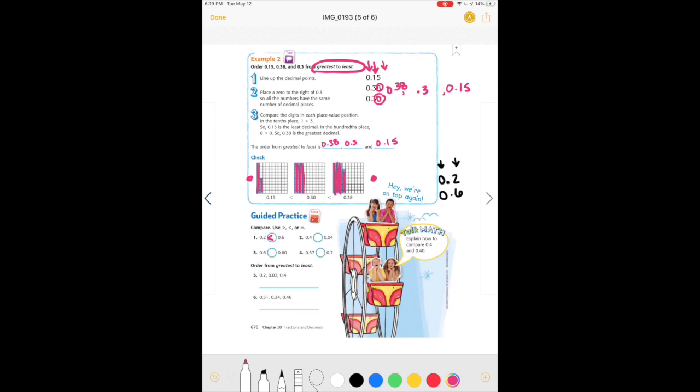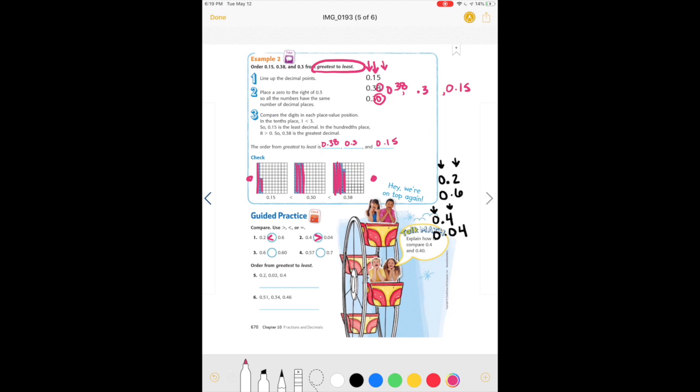For number 2, we have 4/10 and 4/100. Well, start with your ones. They're both 0. That doesn't tell me anything. In my 10ths place, I have a 4 and a 0. Which one's bigger, 4 or 0? 4. So my alligator wants to eat 4/10. 4/10 is greater than 4/100.